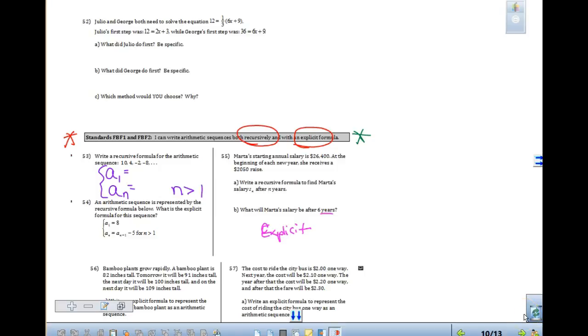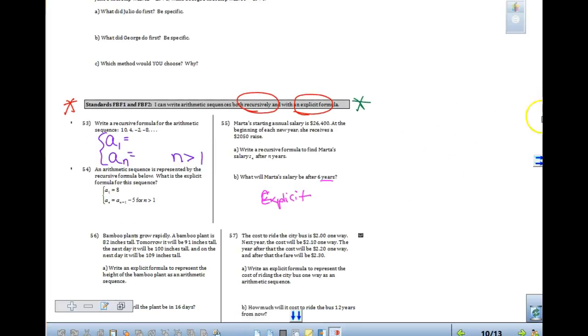How about 52, where we are looking at, if we are looking at the first step in solving, the second step, what method did she choose? Here's our recursive and explicit formulas.